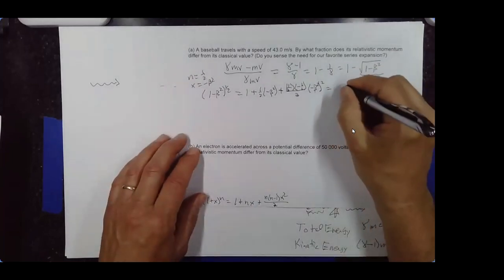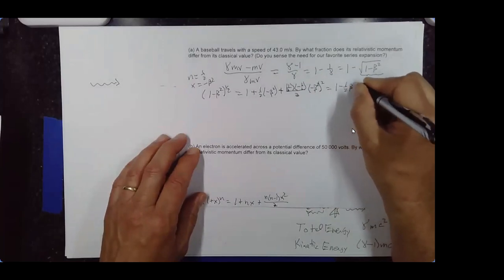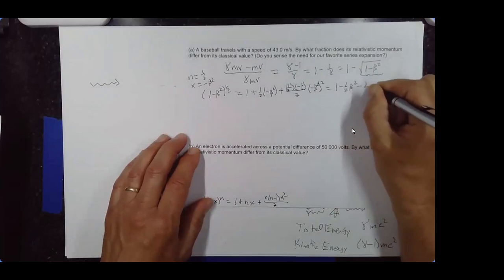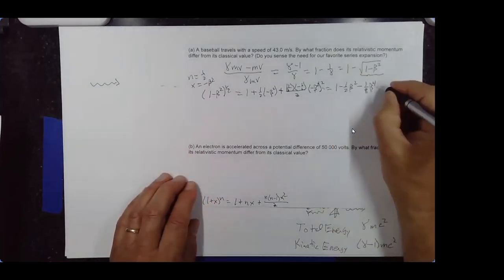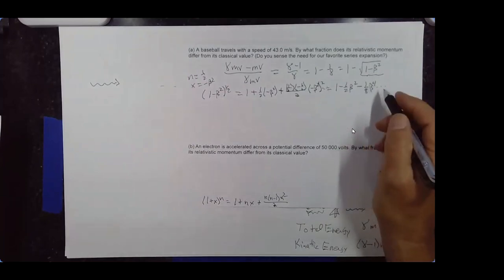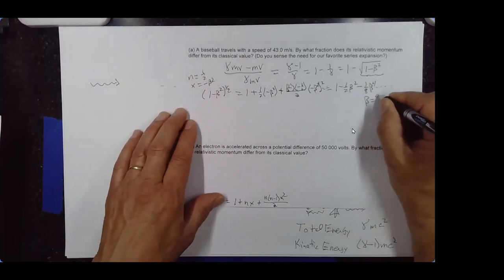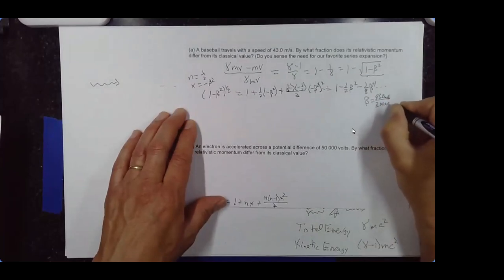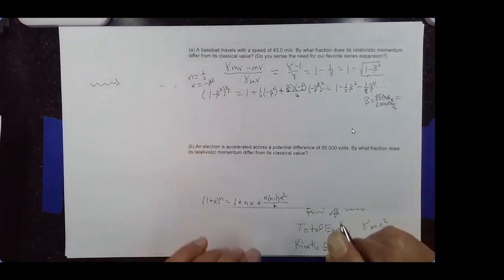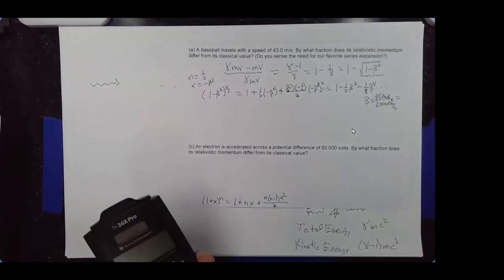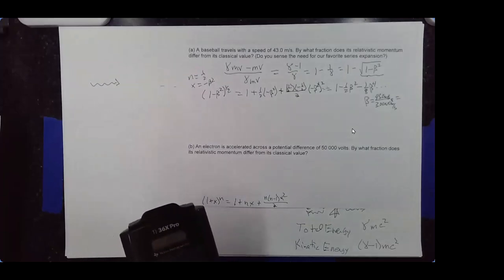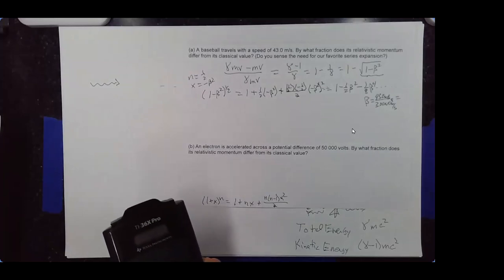So altogether, this series is going to look like 1 minus 1/2 beta squared minus 1/8 beta to the 4th. And then we can put a dot, dot, dot here because there are more terms in the series, but there's no need to go very far. In our case, our beta value is going to be 43.0 meters per second divided by 3.00 times 10 to the 8th meters per second, to 3 significant figures.